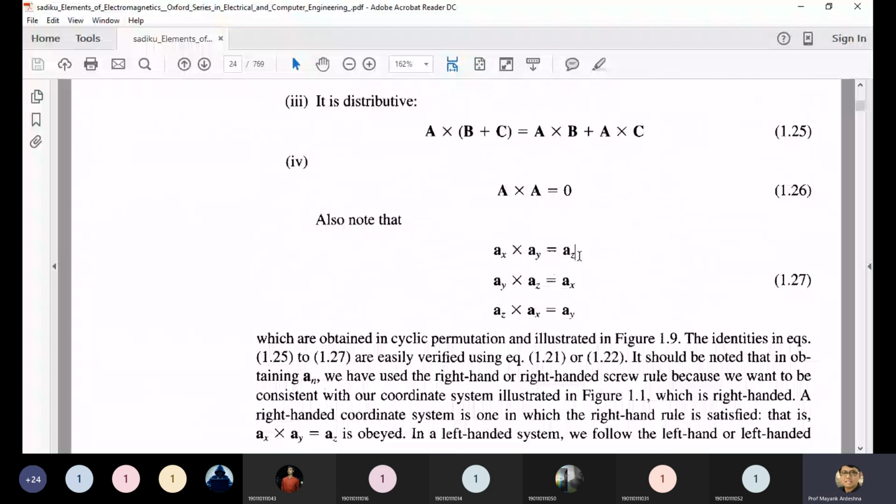This one, clear? Now instead of the cross product, suppose I multiply a_x dot a_y. Can anybody tell me what the answer is over here?